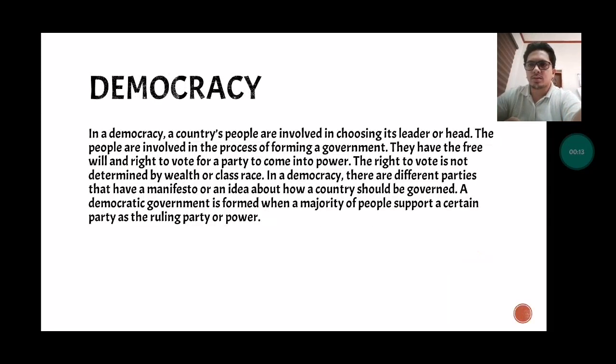Firstly is democracy. In a democracy, a country's people are involved in choosing its leader or head. The people are involved in the process of forming a government. They have the free will and right to vote for a party to come into power. The right to vote is not determined by wealth or class race.